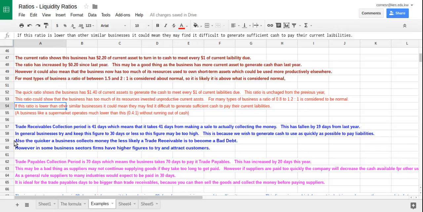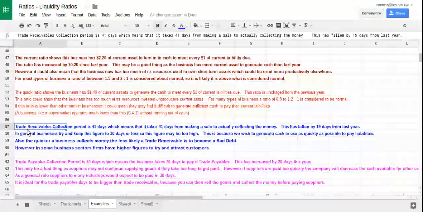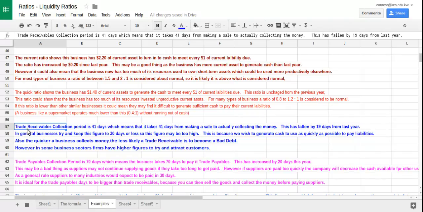Trade receivable collection period, 41 days. That means it takes 41 days from completing a sale to actually collecting the money. That's actually quite a long time for most businesses. Most businesses try and work on around about 30 days.